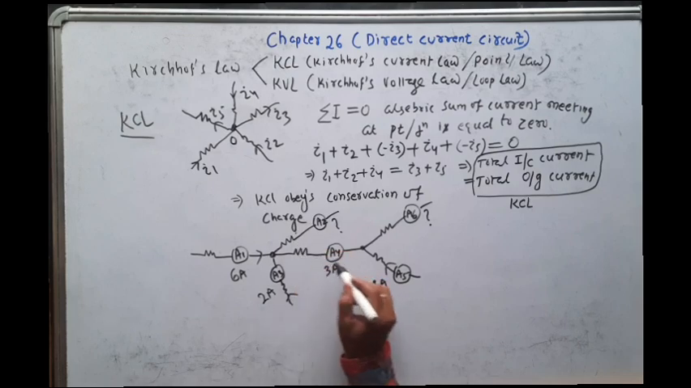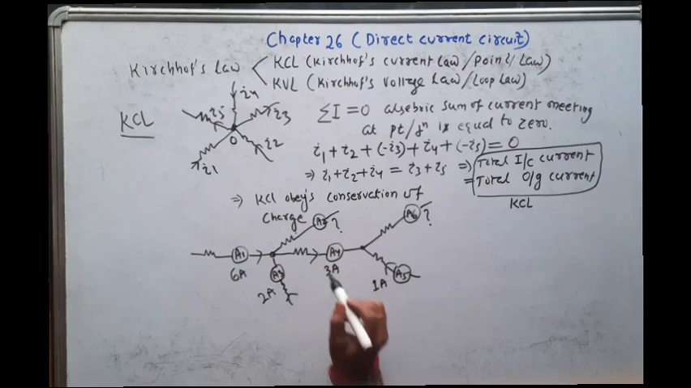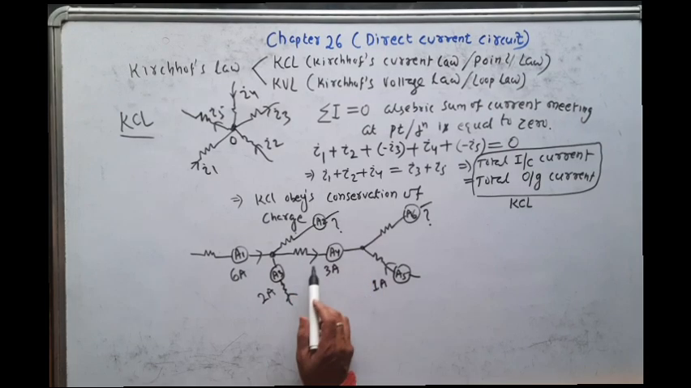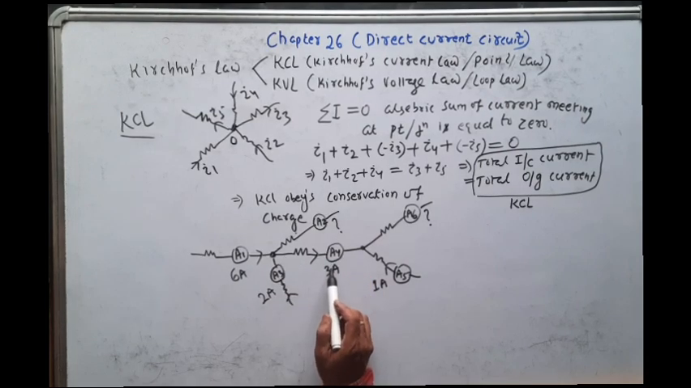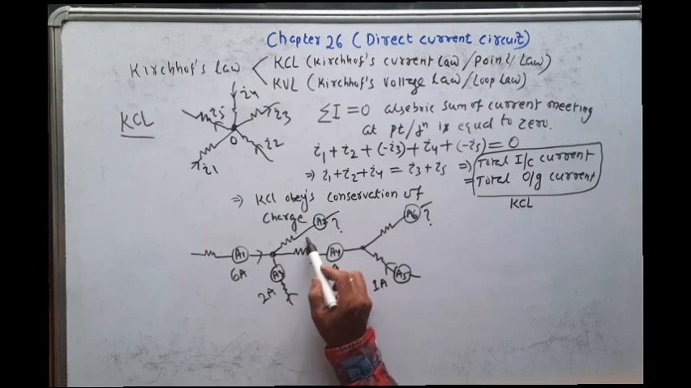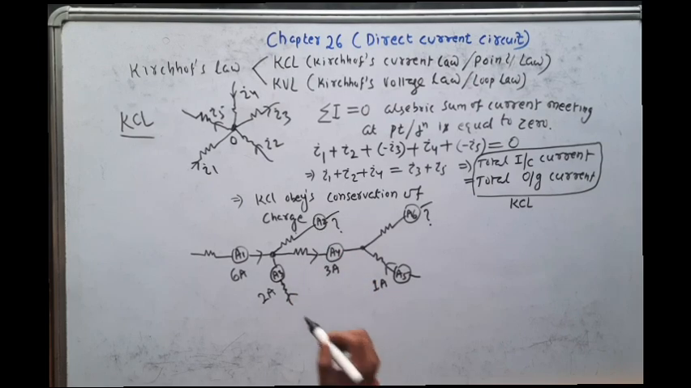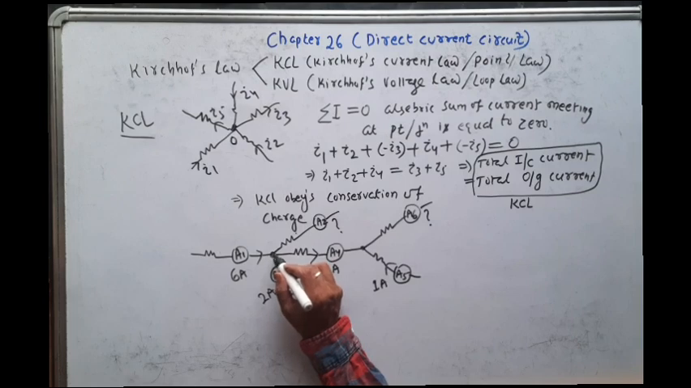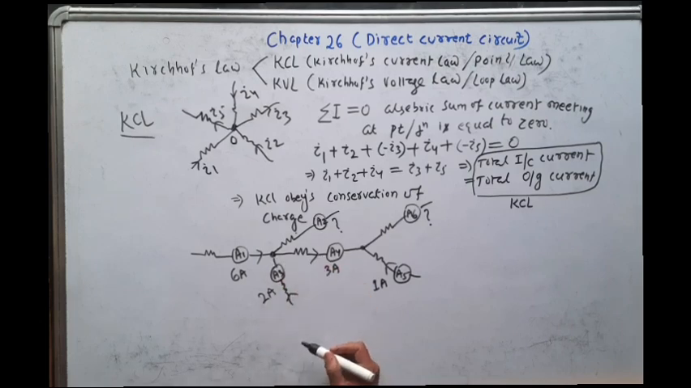In this branch, the current is leaving. Let us say this is the direction of the current. So here the current leaving is how much? 3 ampere. Then what is the current read by this ammeter A2? So now you put KCL to this junction. So what is KCL? The total incoming current must be equal to the total outgoing current.